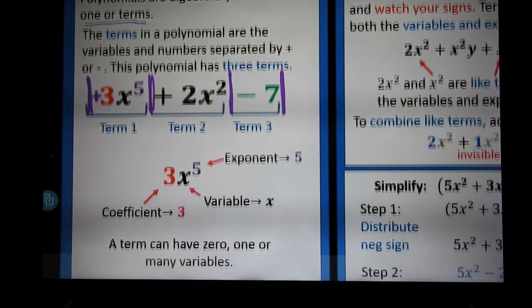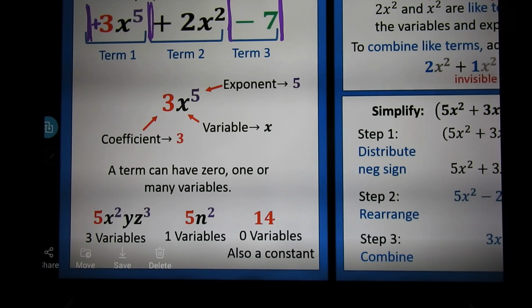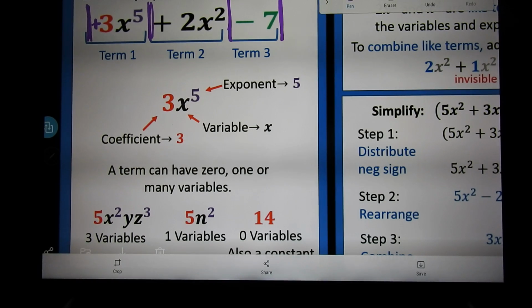Now each term can have each of these elements. It can have a coefficient, which is the number in front of a variable. So there's the coefficient. It can have a variable. It can actually have more than one variable. And it can have an exponent. And the exponent can be 1, in which case it's the invisible one.